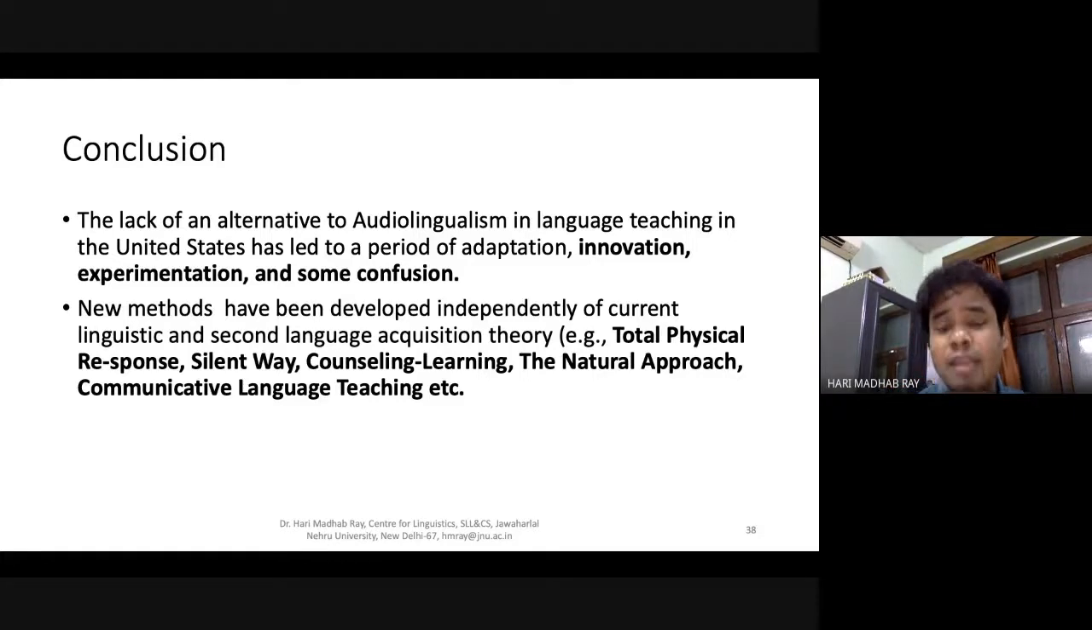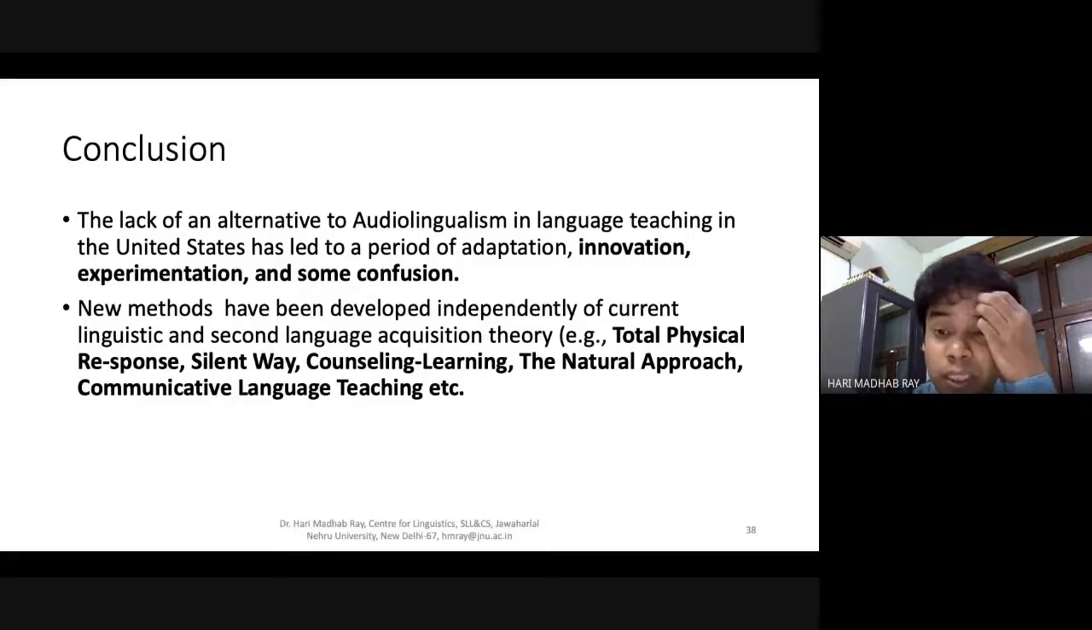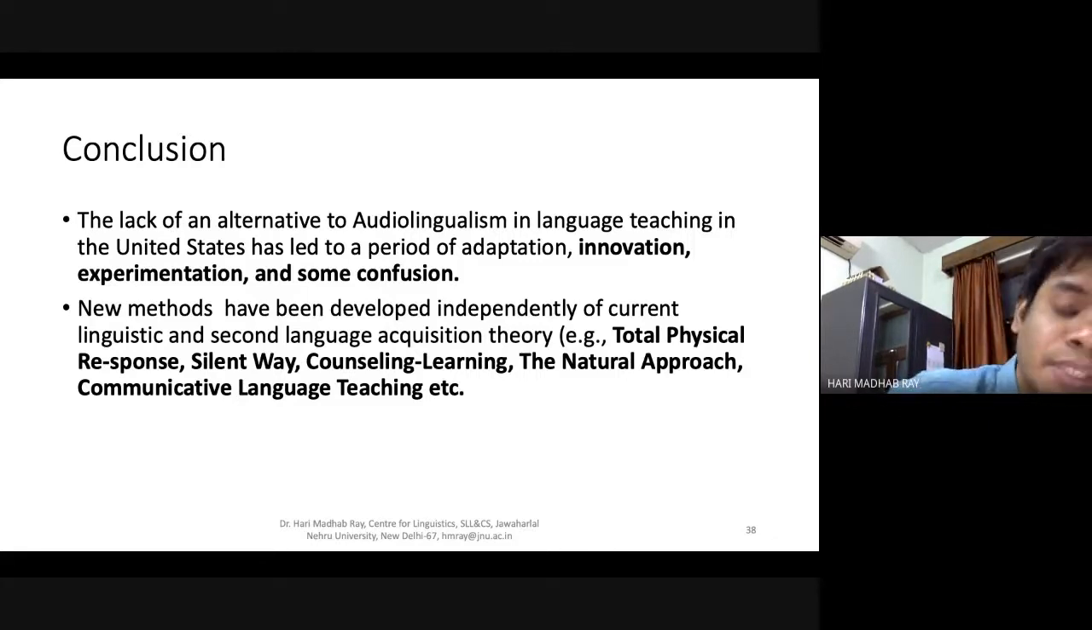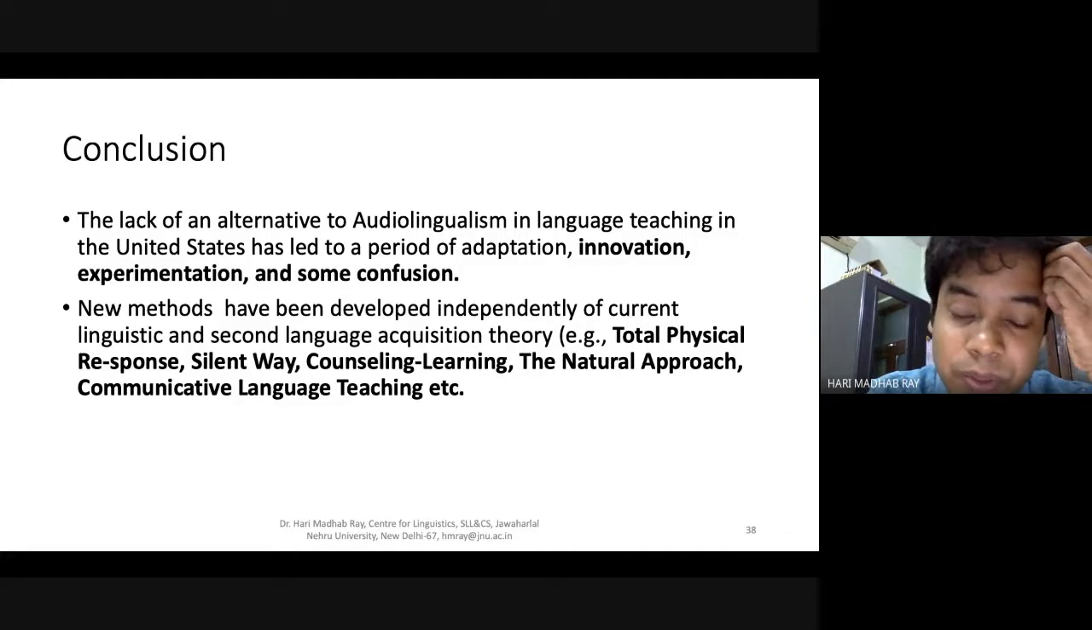So again, new methods came into the picture. One of these is total physical response, silent way, counseling learning, the natural approach. As I already told you, the natural approach, somewhere around 1965 or the 1970s to 80s, kind of modified the direct method of language learning. And then the communicative language teaching method, you see. So the communicative language teaching or communicative approach to language teaching, which is already discussed in chapter 4, and I'm sure you have read that.